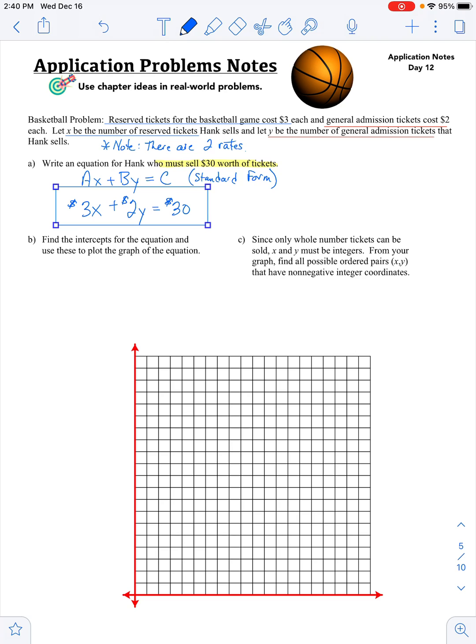Quick little recap here. It says, can we find our intercepts for the equation? Remember, the intercepts are going to be those points that lie on, in this case, the x-axis or y-axis. So to find the x-intercept, we're going to let y equal 0. If I solve this, we get 3x is going to be equal to 30 because 2 times 0 would be 0. If we divide by 3, we get x is going to be 10, which is 10 comma 0.